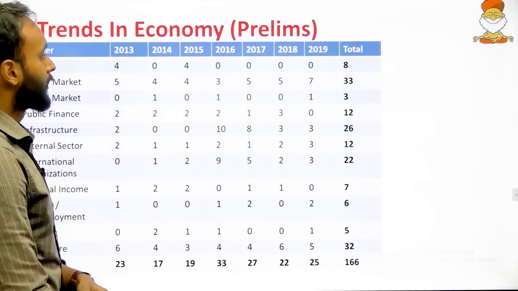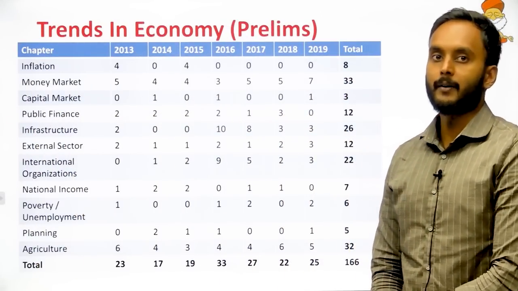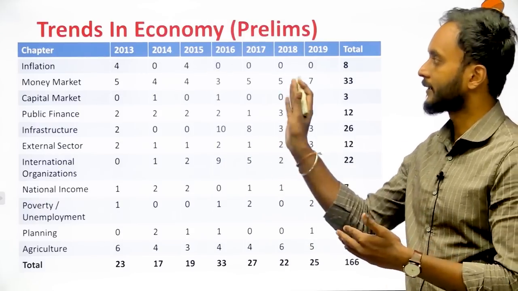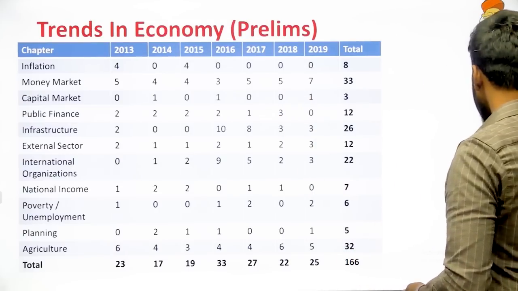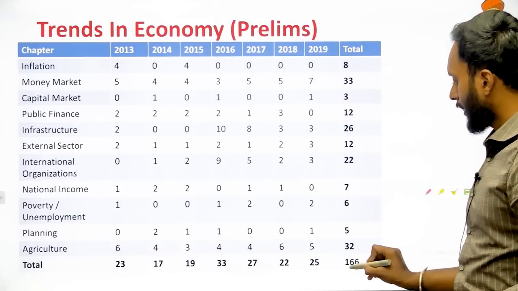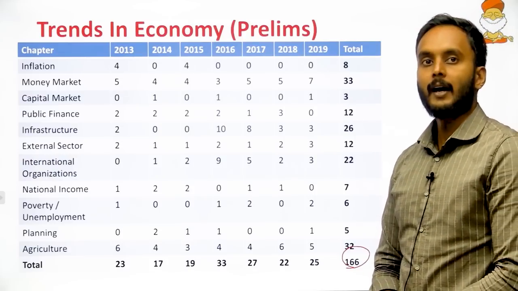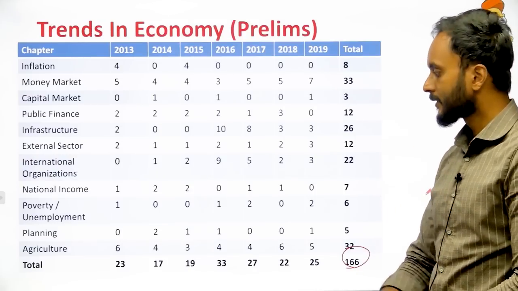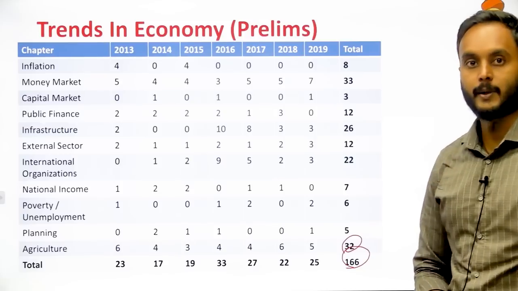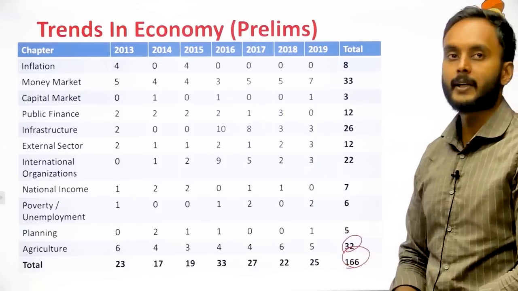So if you analyze the trend of economy as a subject in prelims according to our mind map, students, you will notice that since 2013 when the syllabus changed, we are analyzing the trend, and till 2019, we have around 166 questions that have been asked from economy and agriculture. And the first thing, the weightage of agriculture, we have around 32 questions out of 166 that have been asked. And from various chapters, we have various trends of questions being asked.